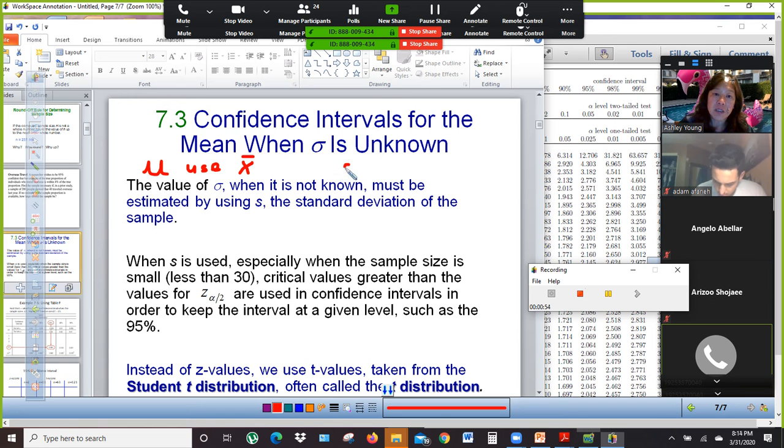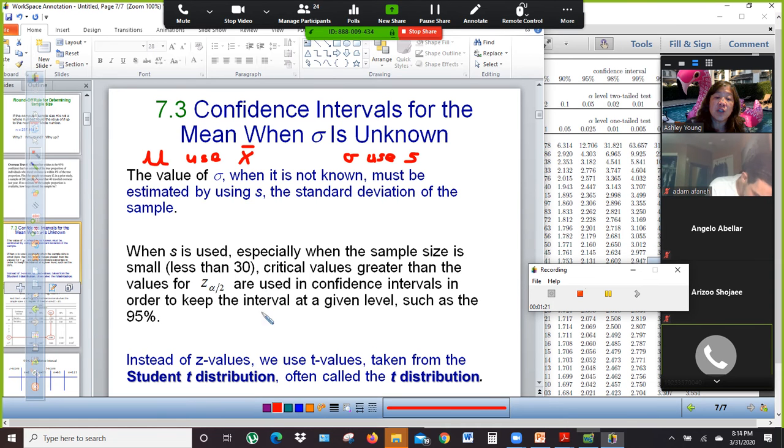So if I don't know what sigma is, my population standard deviation, what should I use instead? Anybody? Yeah, exactly, S. My sample standard deviation, right? Because they're both standard deviations, just I don't know the one for the population, so I'm going to use the one from the sample. The problem is it's going to be off a little bit. So because it's going to be off a little bit, instead of using the Z table, I'm going to use the T table, which is a little bit larger. We'll see more about that in just a couple of slides, to adjust for the fact that my S is off.